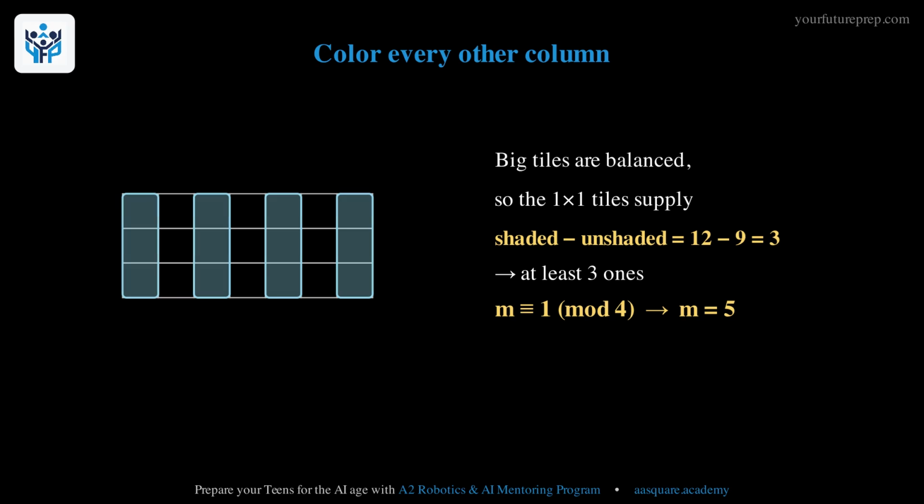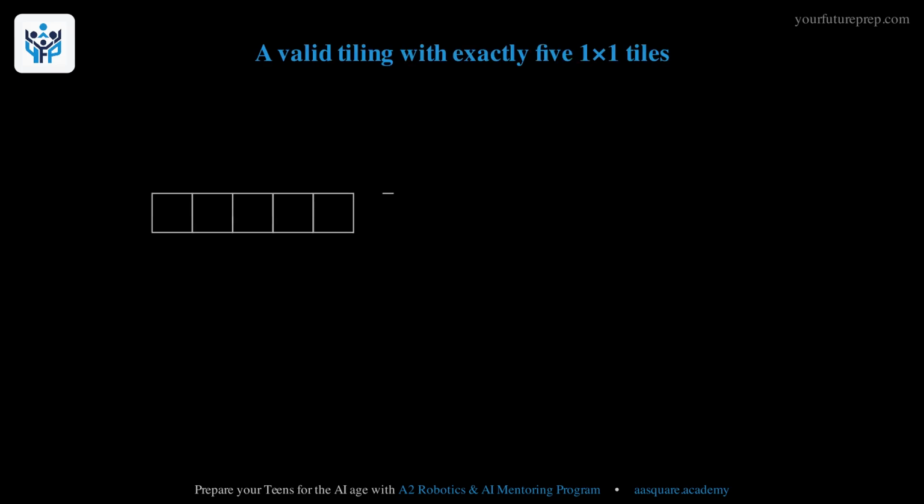But M must be 1 more than a multiple of 4. And the smallest such number that is at least 3 is 5. And 5 really is achievable.